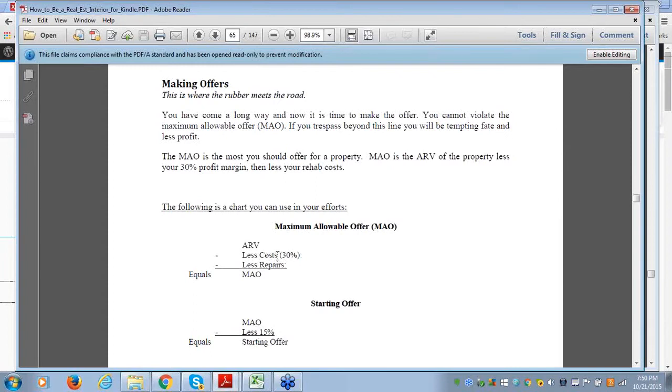That's my starting point. In other words, even if the house needed no repairs, I can't spend more than 30% off of ARV and buy that property for that price.